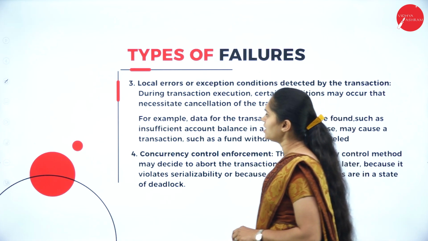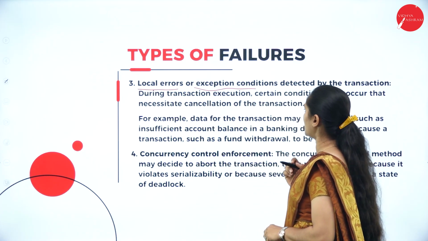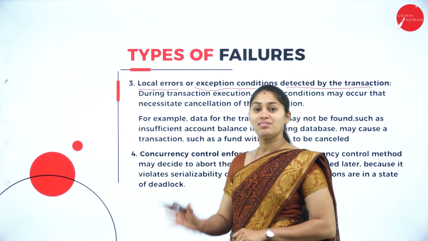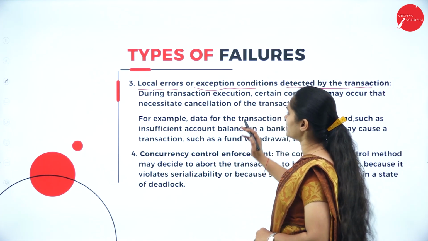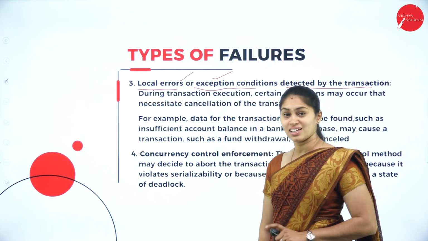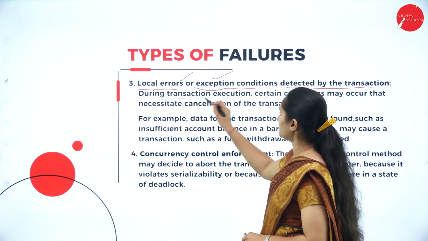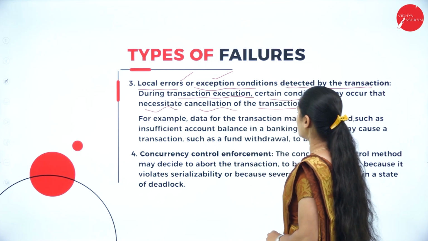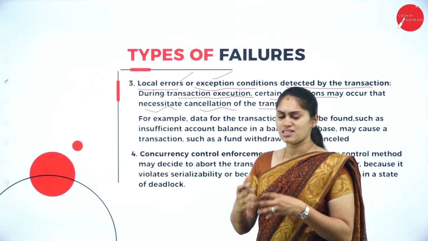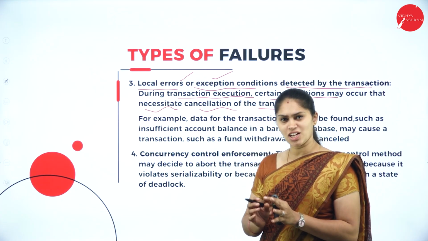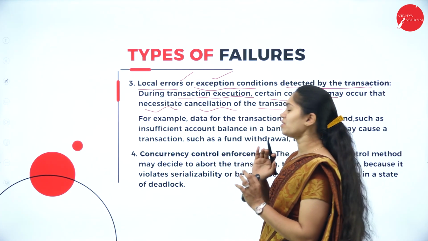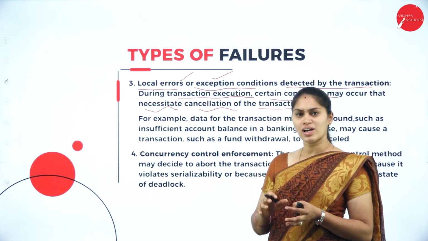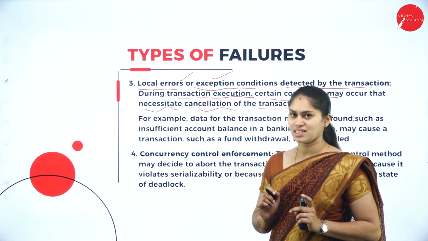What is the next type? So we have local errors or exception conditions detected by the transaction. You are trying to withdraw money, but if you have an insufficient balance, then that is what these local errors or exceptional conditions are. During the transaction execution, certain conditions may occur that necessitate cancellation of the transaction. So if any transaction is taking place, at that time, intentionally or by necessity, we have to cancel the transaction. When that kind of failure is taking place, we call that local errors or exceptions, which are going to be detected by the transaction.